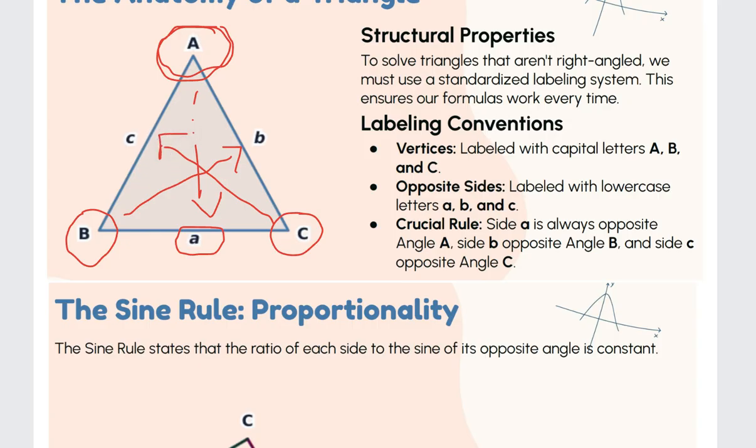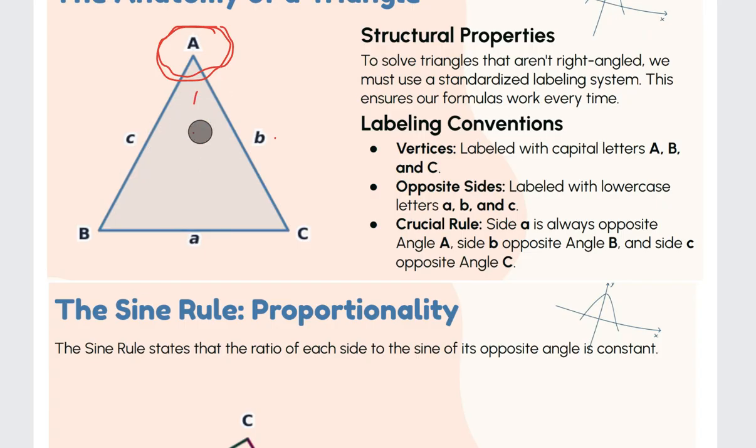So that is what we are saying: you label the opposite side with the lowercase letter. Side a is always opposite angle A. Side b is always opposite angle B. And side c is always opposite angle C. Do you see that now? That is the first thing you have to know about that.